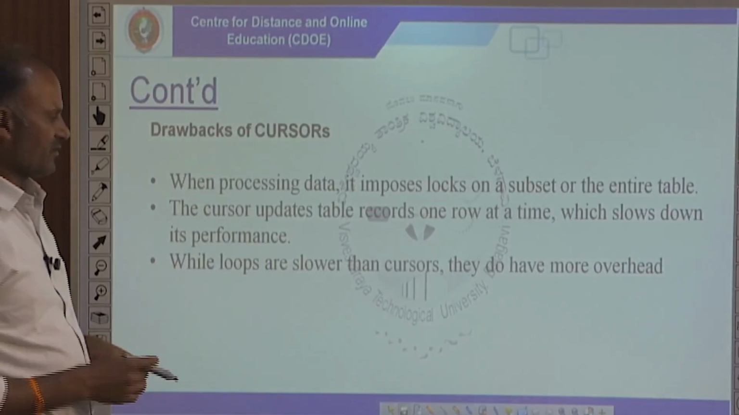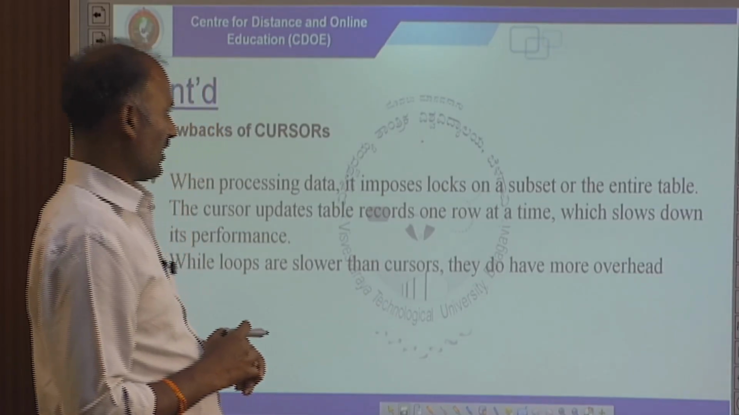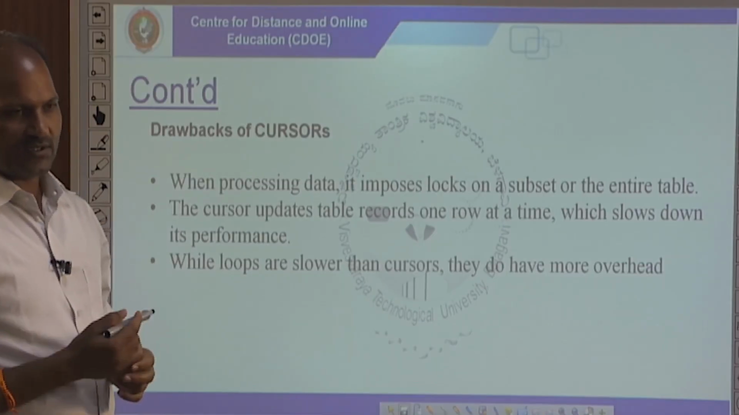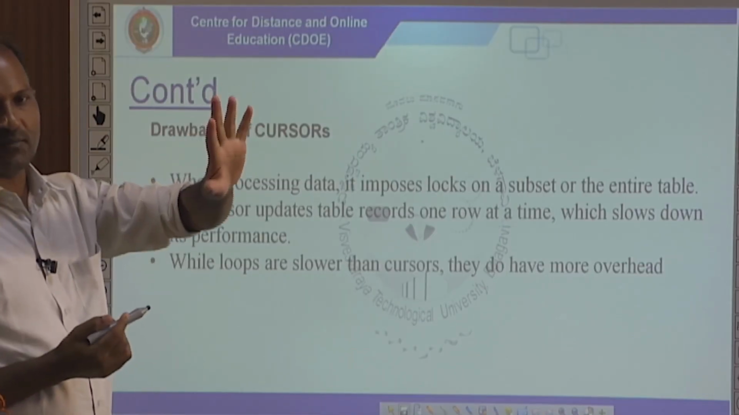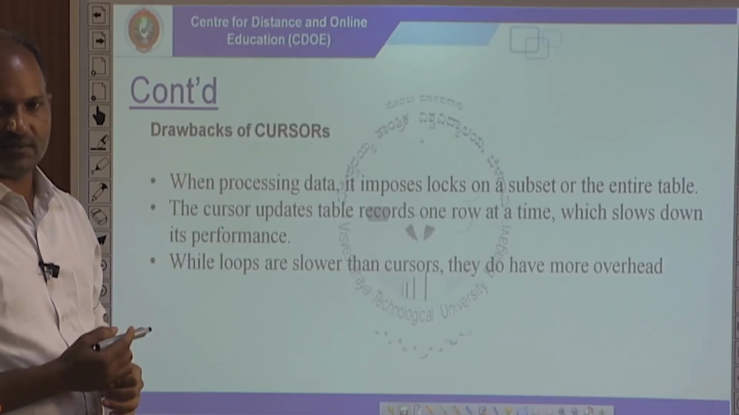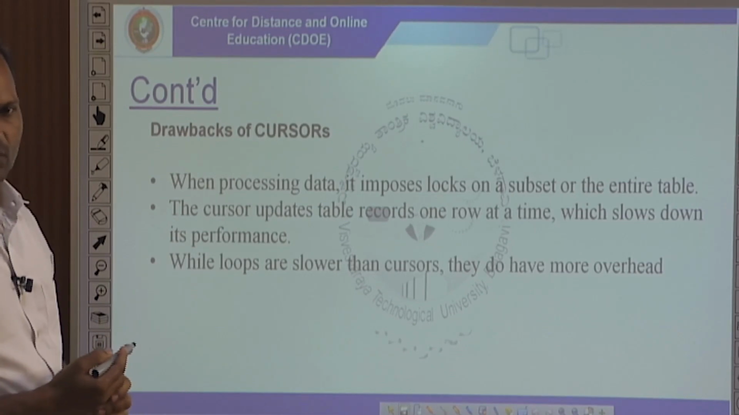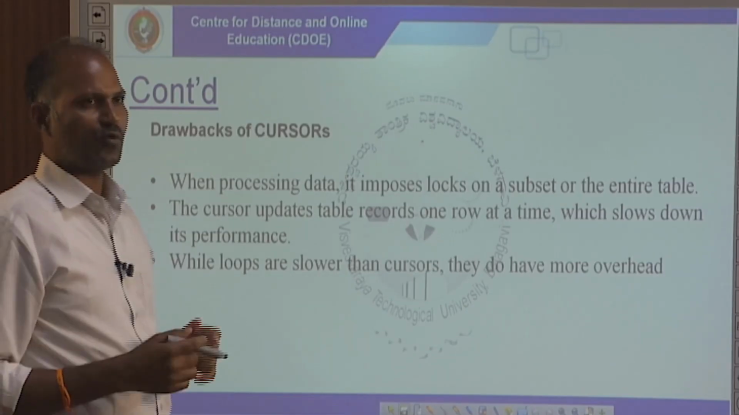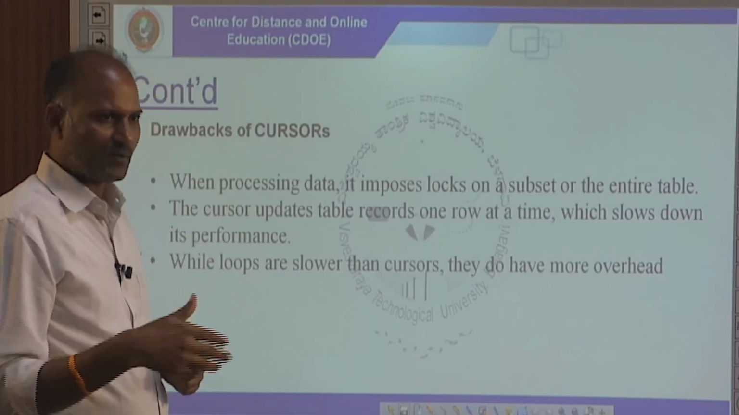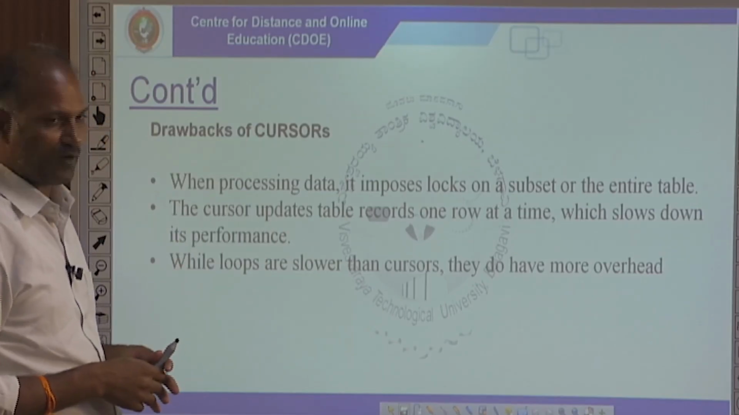Then what are the drawbacks of cursor? In processing data, it imposes locks on a subset or the entire table. When you are using a cursor, it locks the complete table so that you cannot perform any other operations like insert or update. The cursor updates table records one row at a time, which slows down the performance, because applying the operation one row at a time brings the performance down.